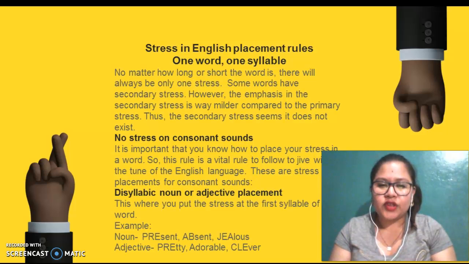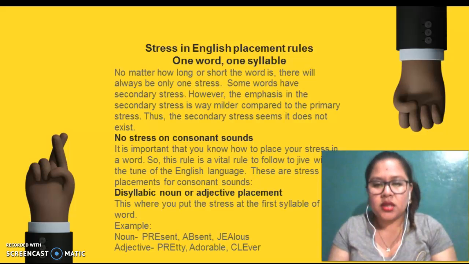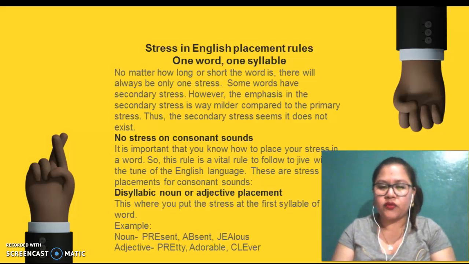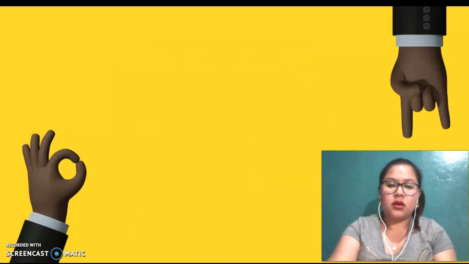This is our stress placement. Disyllabic noun or adjective placement. Here you put the stress on the first syllable of the word. For example, nouns like present, absent, yellow. Adjectives like pretty, adorable, clever.